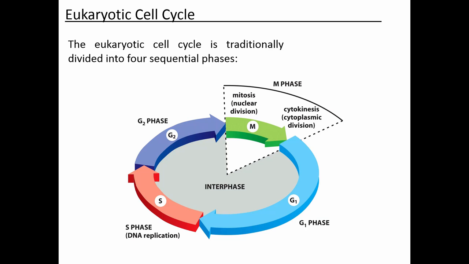Then you have a second gap phase, which we call G2. So G2 stands for second gap. And then M phase, the M stands for mitotic phase. But the mitotic phase, the M phase, includes both mitosis and cytokinesis. Cytokinesis is the process of dividing the cytoplasm. Okay? So the M phase includes both mitosis and cytokinesis.